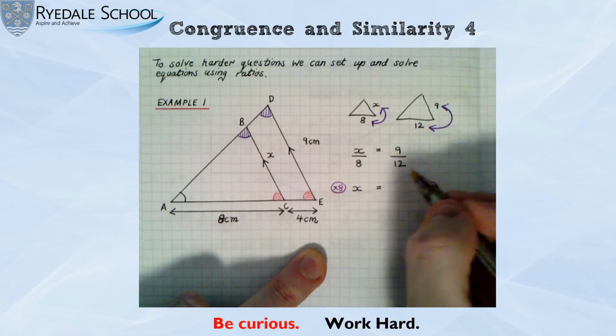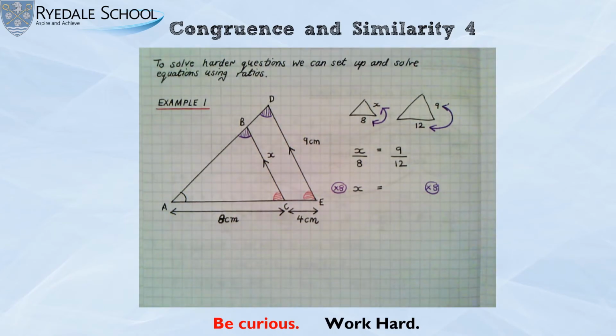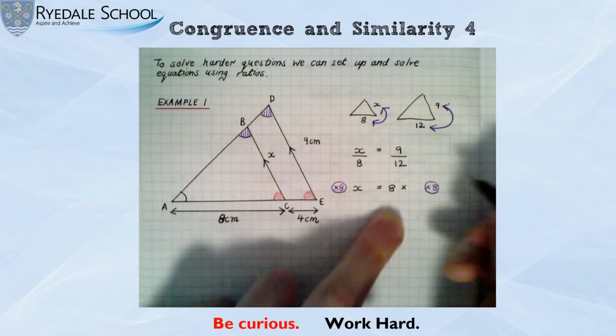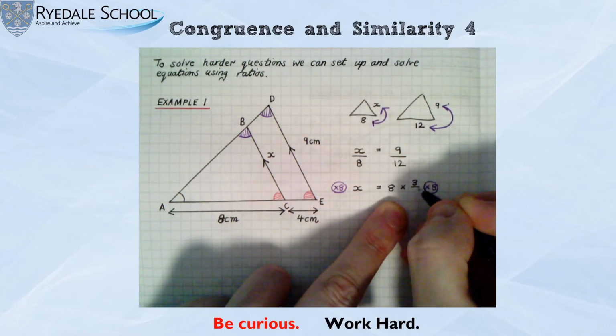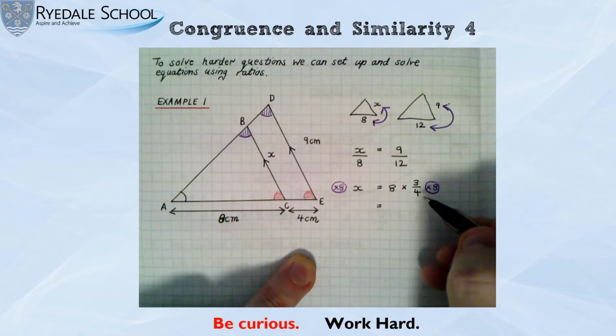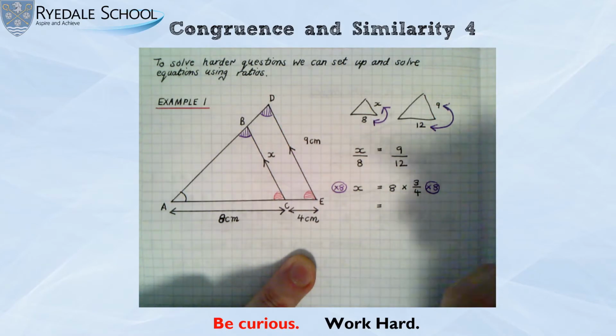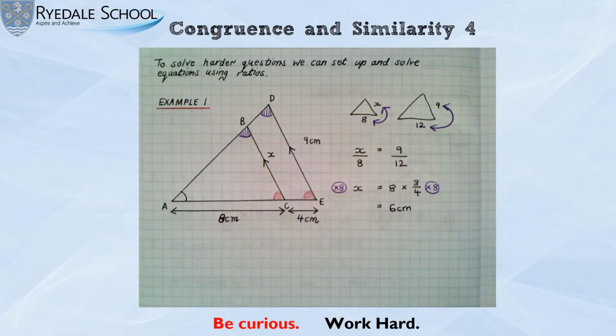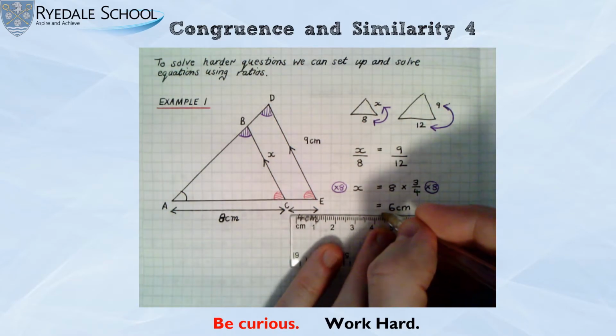Now you could turn this into 3/4 if you wanted, or a decimal, 0.75, but I need to do 8 times, I'll call it 3/4. And 3/4 of 8, divide by the denominator, multiply by the numerator, I'll let you use your calculator if you need to, comes out as 6 centimetres. I'll underline that answer.